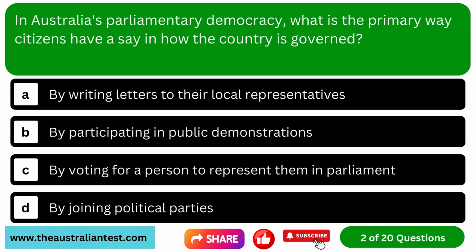Question 2. In Australia's parliamentary democracy, what is the primary way citizens have a say in how the country is governed? Option A, by writing letters to their local representatives. Option B, by participating in public demonstrations. Option C, by voting for a person to represent them in Parliament. Option D, by joining political parties.